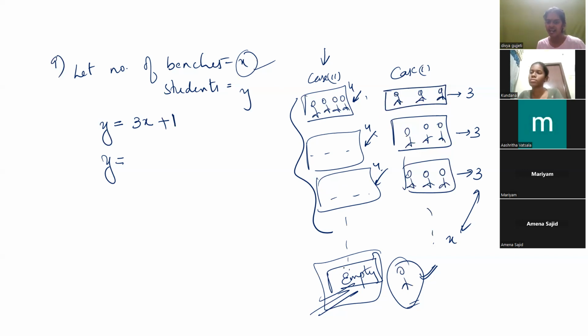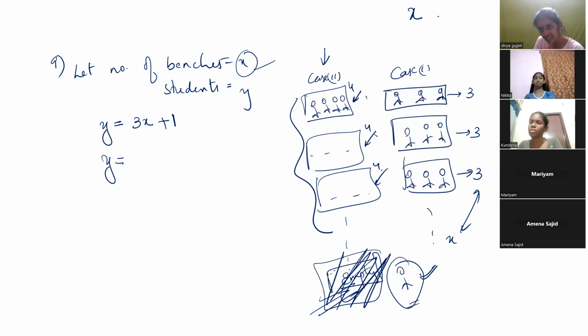Now see, one bench is empty, so remove this empty bench. The total number of benches is X. One bench you are removing. So tell me now how many benches are there? Original benches are X, out of X I am removing 1. So what is the answer? X minus 1. Now the number of benches here is X minus 1.